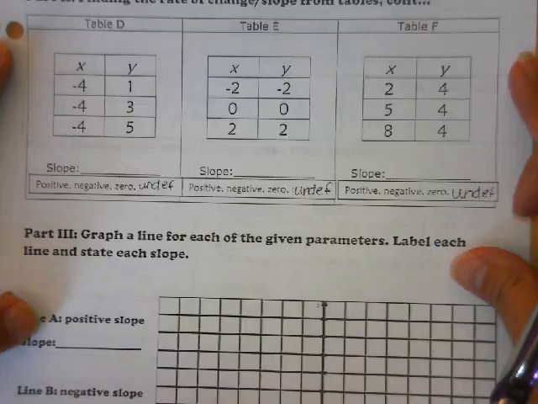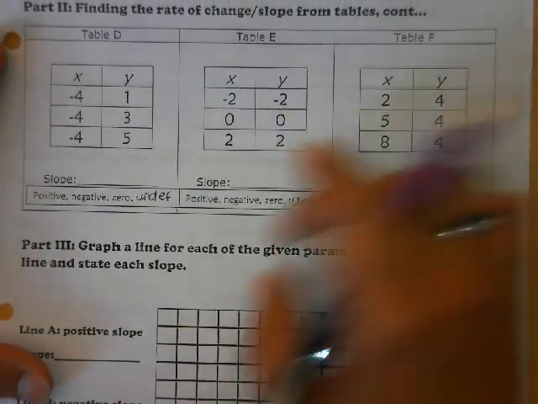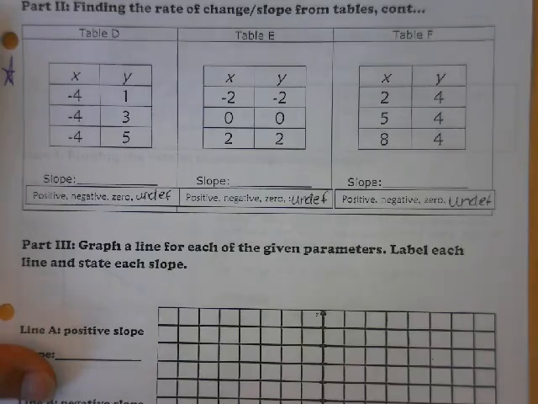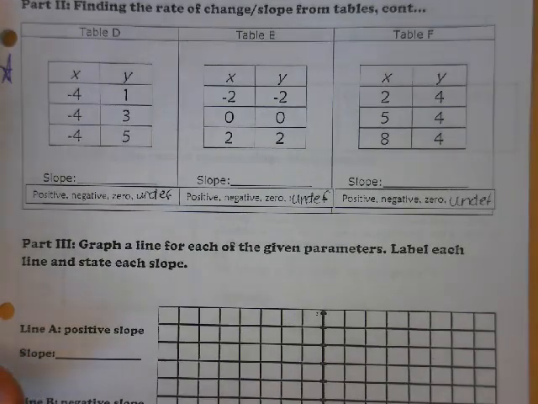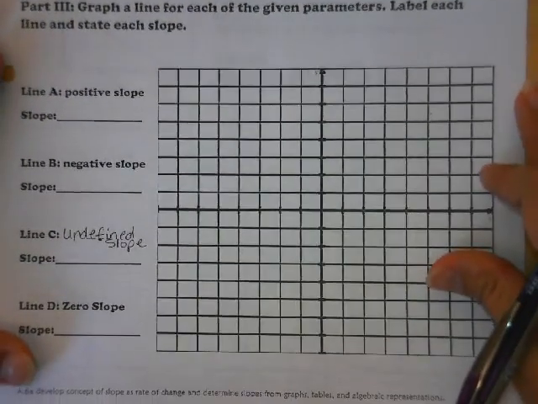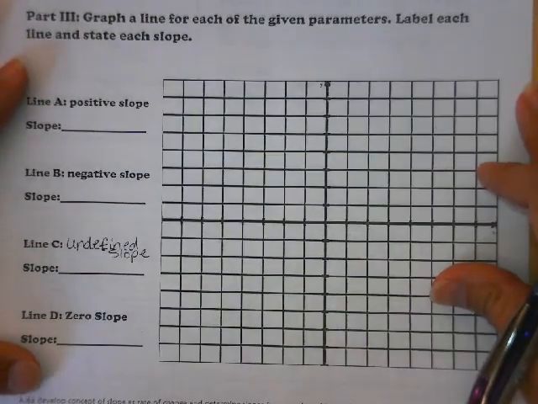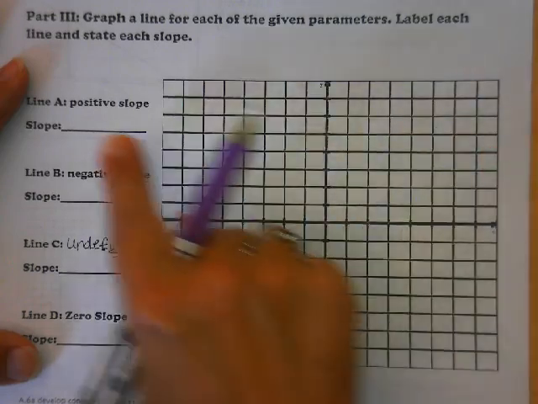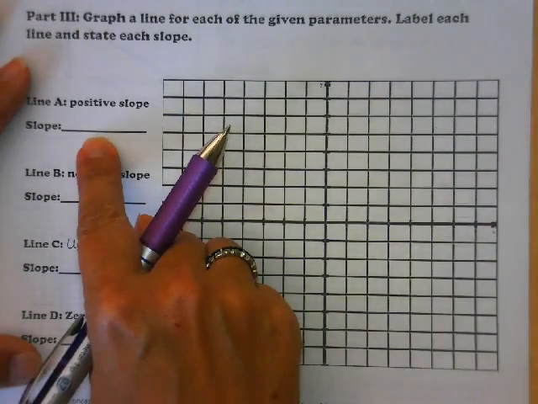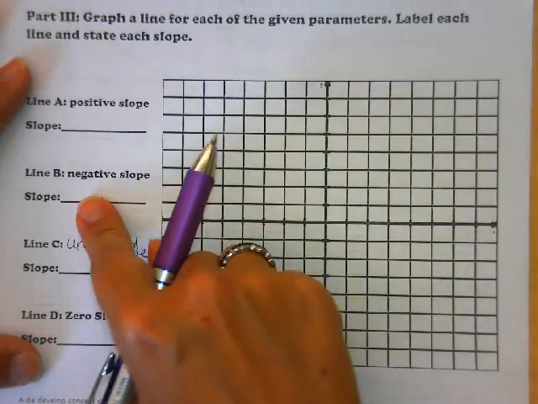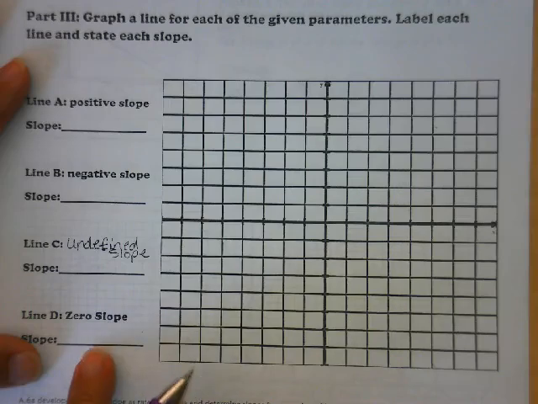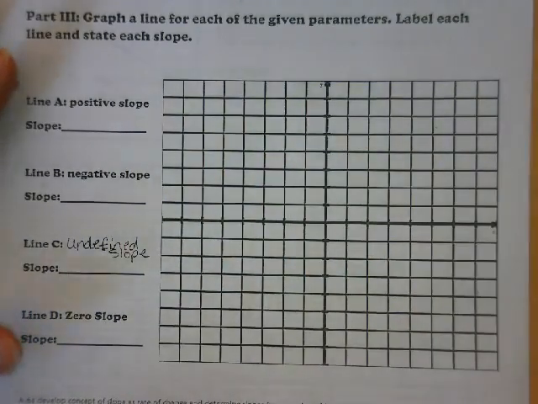I would like you to try D, E, and F. I will tell you D and F, you need to be very careful if you want to graph it. That may be helpful. I would also like you to try this last piece. Draw your own. Draw me a positive slope line and tell me what slope it has. Draw me a negative slope line and tell me what the slope is. Undefined and 0, you should be able to fill in.